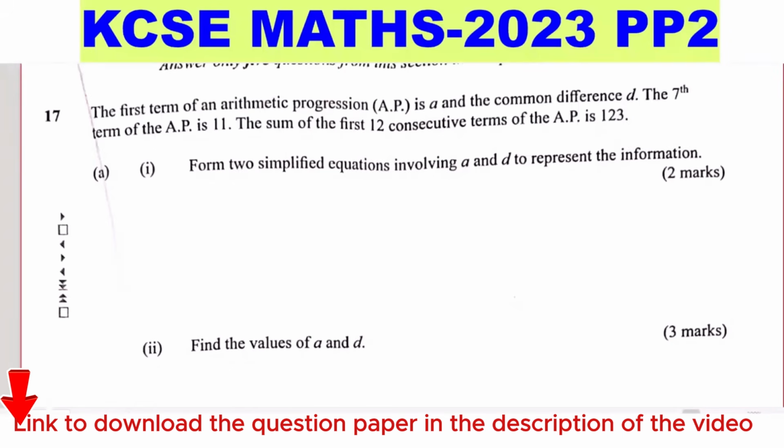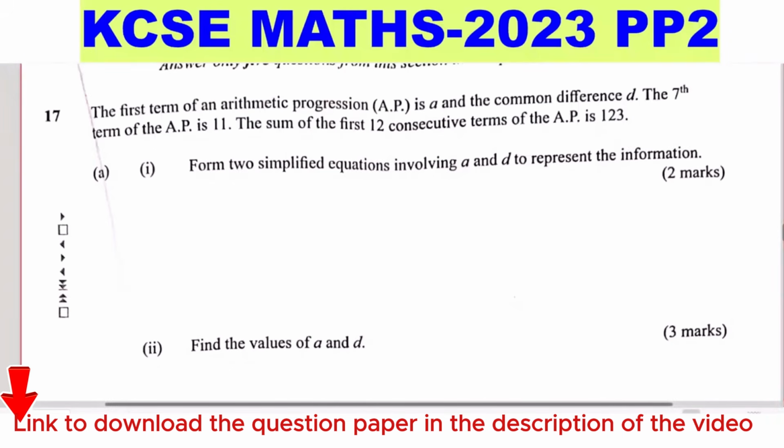Question 17. The first term of an arithmetic progression, AP, is A and the common difference is D. The seventh term of the AP is 11. The sum of the first 12 terms of the AP is 123. Part 1. Form two simplified equations involving A and D to represent the information.